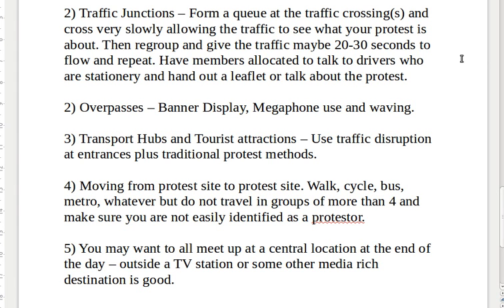Just make sure that people don't look at you and immediately say, oh look, there's a protester, because the police will be looking at CCTV and trying to identify where the next protest is going to happen.